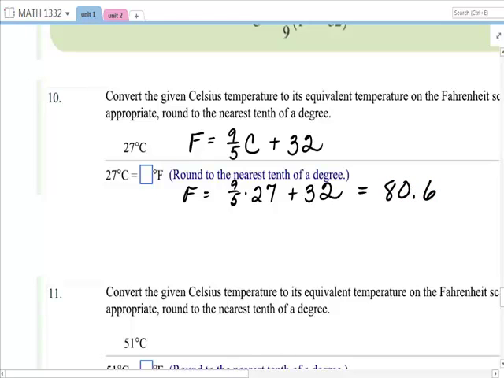Okay, if you don't have this calculator, then you're going to multiply 9 times 27, divide it by 5, and then add 32. You have to take care of order of operations. Or you could say 9 divided by 5, whatever you get, times 27, whatever you get, plus 32. You can go left to right. With any scientific calculator, it'd be fine. All right, let me switch back.